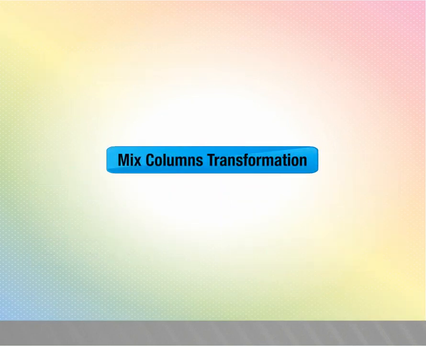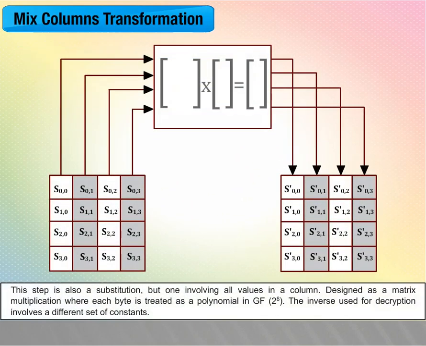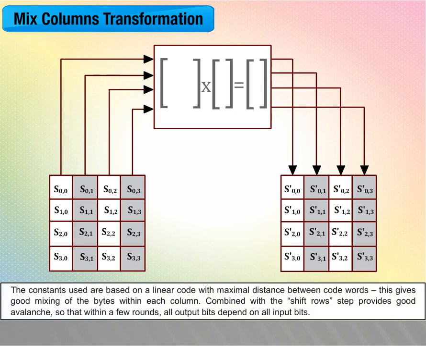Mix columns transformation. This step is also a substitution, but one involving all values in a column, designed as a matrix multiplication, where each byte is treated as a polynomial in GF(2^8). The inverse used for decryption involves a different set of constants. The constants used are based on a linear code with maximal distance between code words. This gives good mixing of the bytes within each column. Combined with the shift row step, it provides good avalanche, so that within a few rounds, all output bits depend on all input bits.